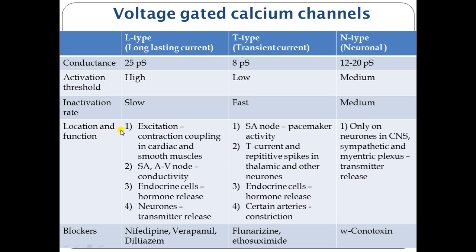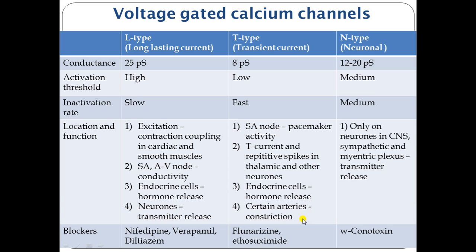Location and function of L type of calcium channel is excitation contraction coupling in cardiac and smooth muscles, SA node and AV node related to conductivity, endocrine cells where release of hormone is responsible, and neurons where neurotransmitter is going to be released. T type of calcium channels are located in the SA node for pacemaker activity. T currents and repetitive spikes in thalamus and other neurons is responsible for maintaining neural activity.